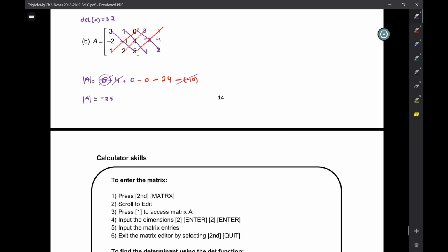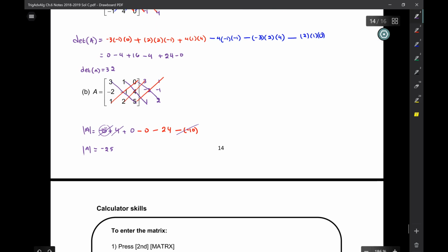Okay? Now, let's recap what we've learned so far. So far, we've learned how to work with 2x2s and 3x3s. For the 2x2s, we learned how to find determinant and we learned how to find inverse. For the 3x3s, we just learned how to find determinant. And we did all of these without a calculator, manually. You will be required to know how to do all 3 of these manually.